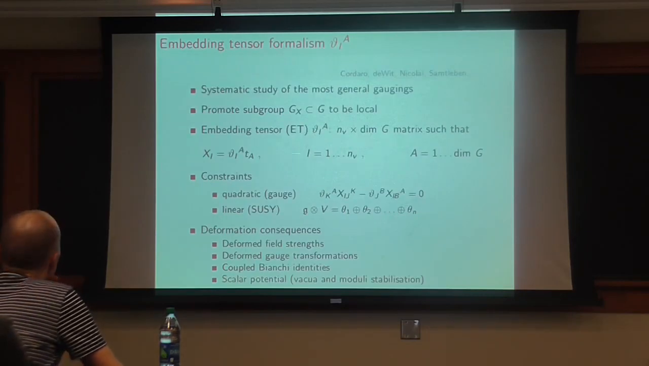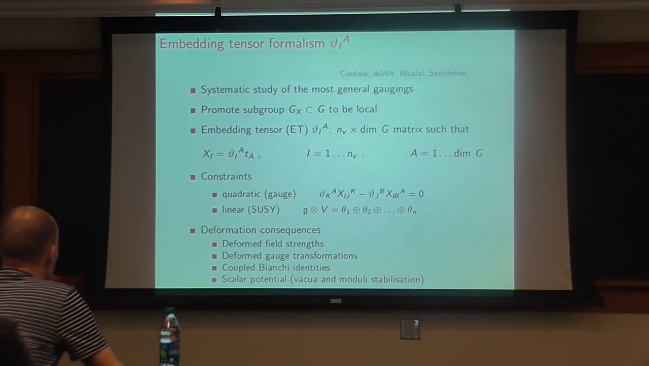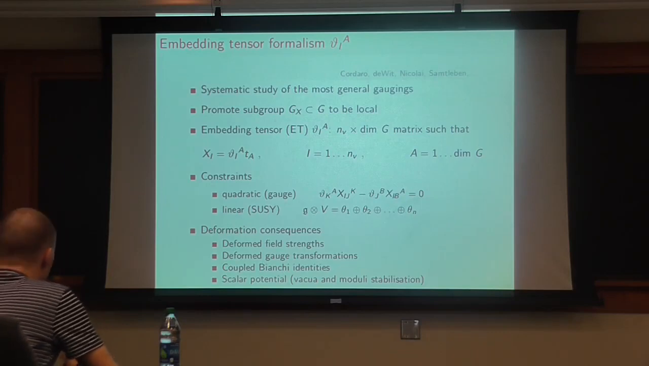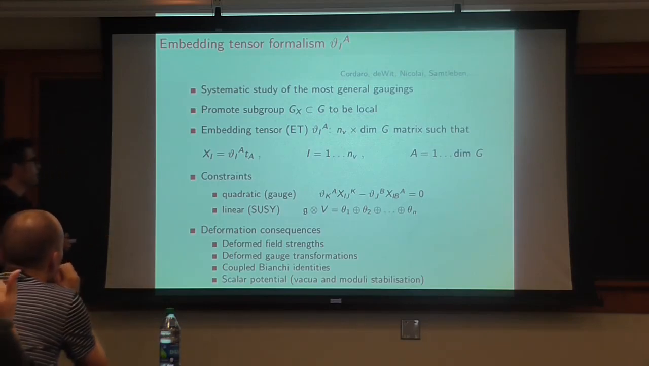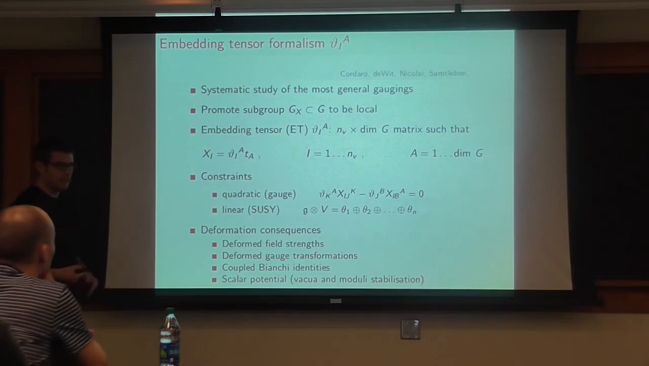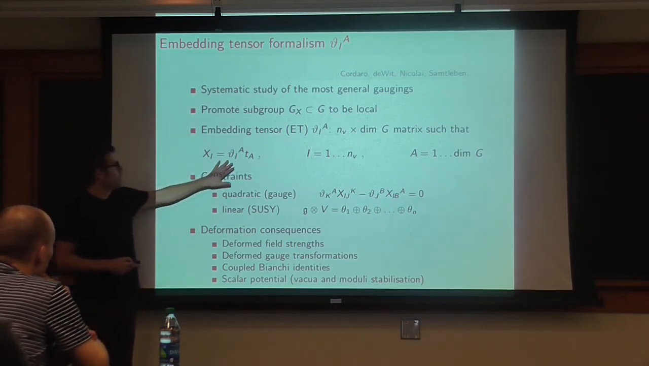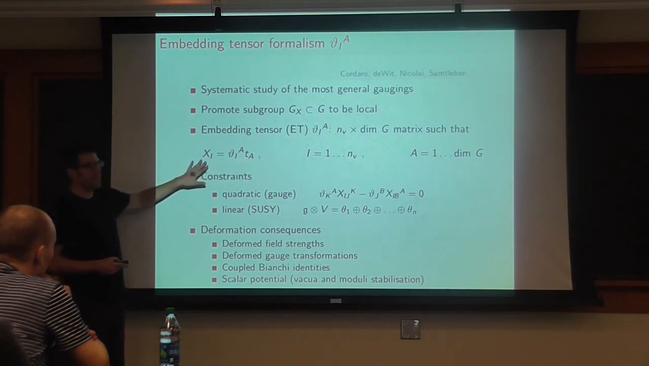So let me comment very briefly on this embedding tensor formalism. As I said before, this is a systematic way to study all the possible gaugings that a supergravity can have. In order to do that, we promote a subgroup of the global symmetry group of the theory to be local. This embedding tensor is a matrix that carries two types of indices. The first one, I, runs from 1 to the number of vector fields that the theory has, whereas the second one, A, runs from 1 to the dimension of the global symmetry group. By using this embedding tensor, we construct the gauge generators from the generators of the global symmetry group. So basically, this matrix tells us what the choice of generators is that will be gauged.